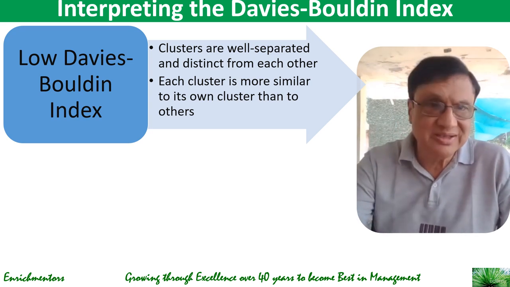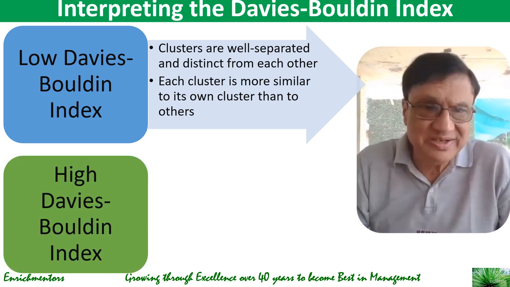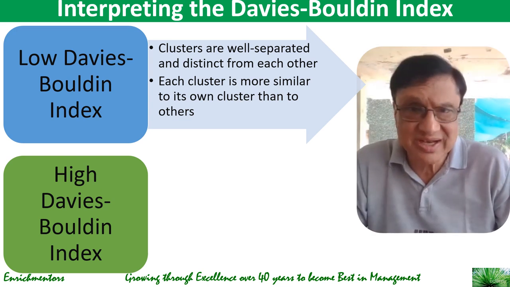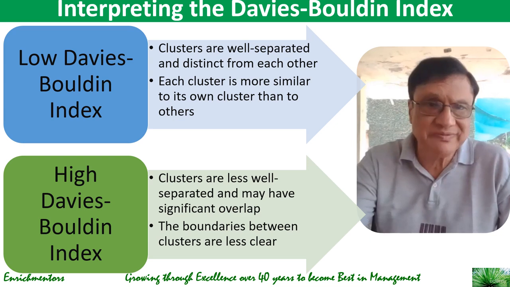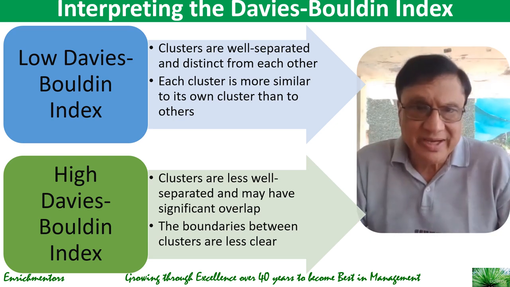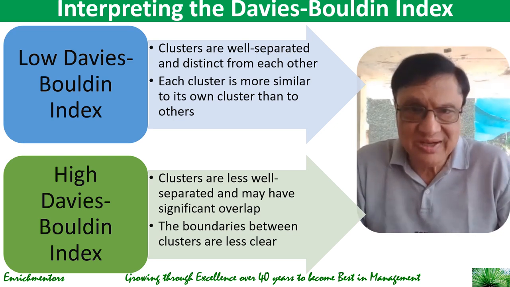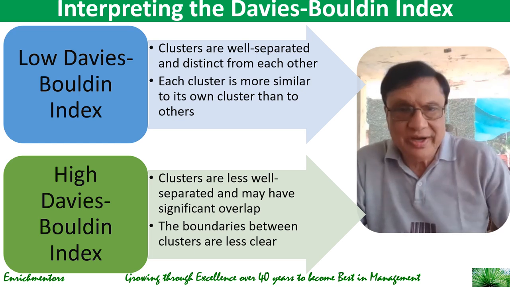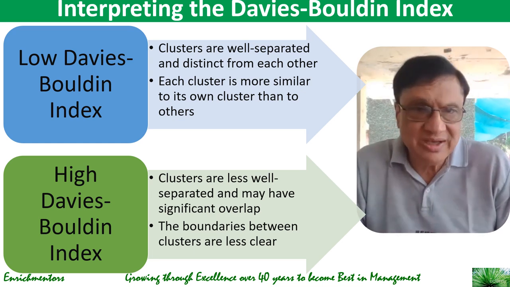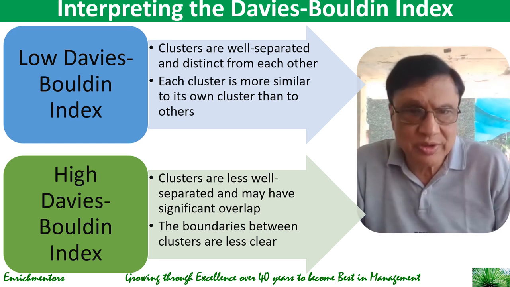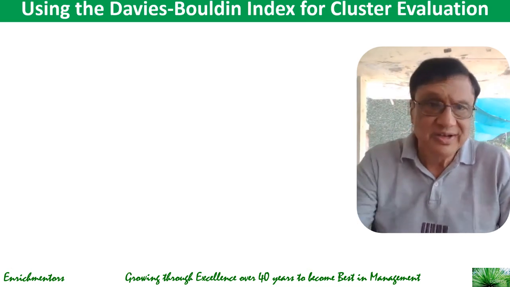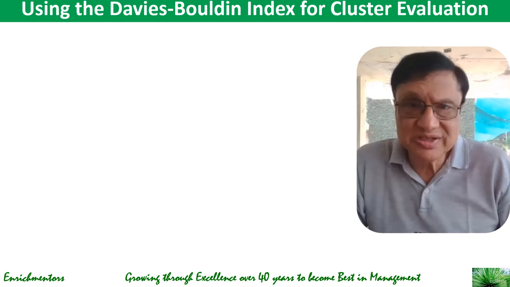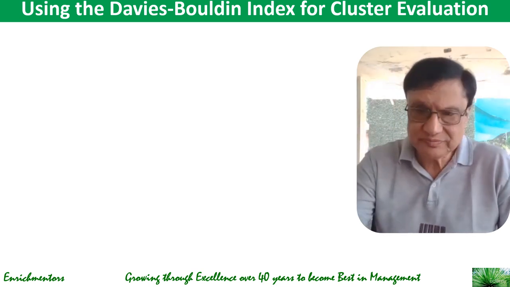Conversely, a high Davies-Bouldin index suggests that the clusters are less well separated and may have significant overlaps, and that boundaries between clusters are less clear. So for any clustering algorithm, if you create clusters and you get a low Davies-Bouldin index, that means the clustering is working well. Now, how can you use the Davies-Bouldin index for cluster evaluation?